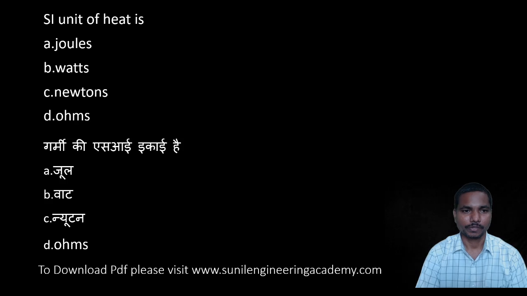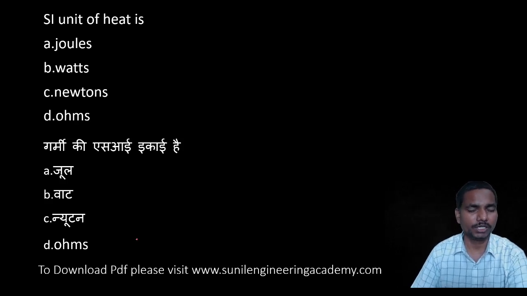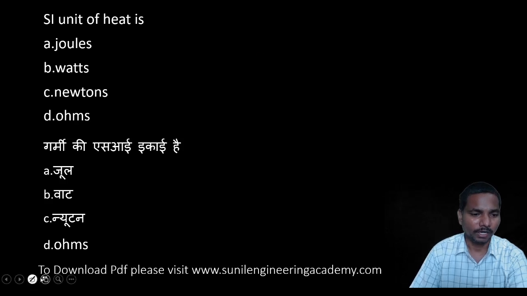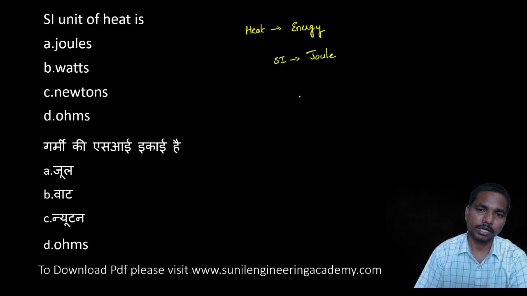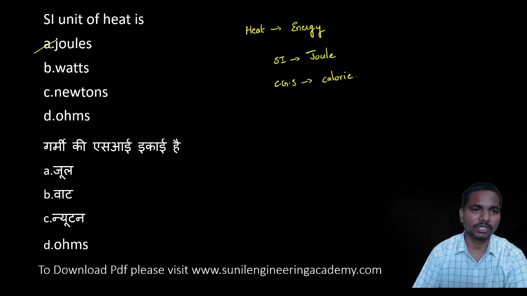Coming to the first question. SI unit of heat is dash. What is the SI unit of heat? You know very well, heat is nothing but energy. So energy units are joules. So SI unit is considered as joule. If they are asking CGS unit, then that is the calorie. So here answer is option A, joules.